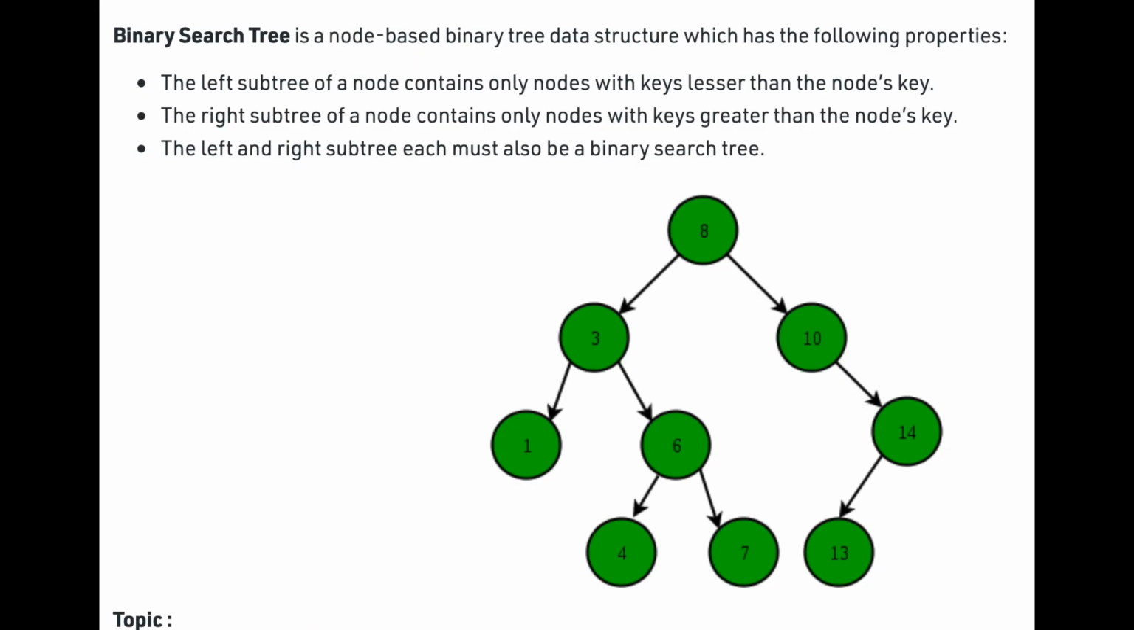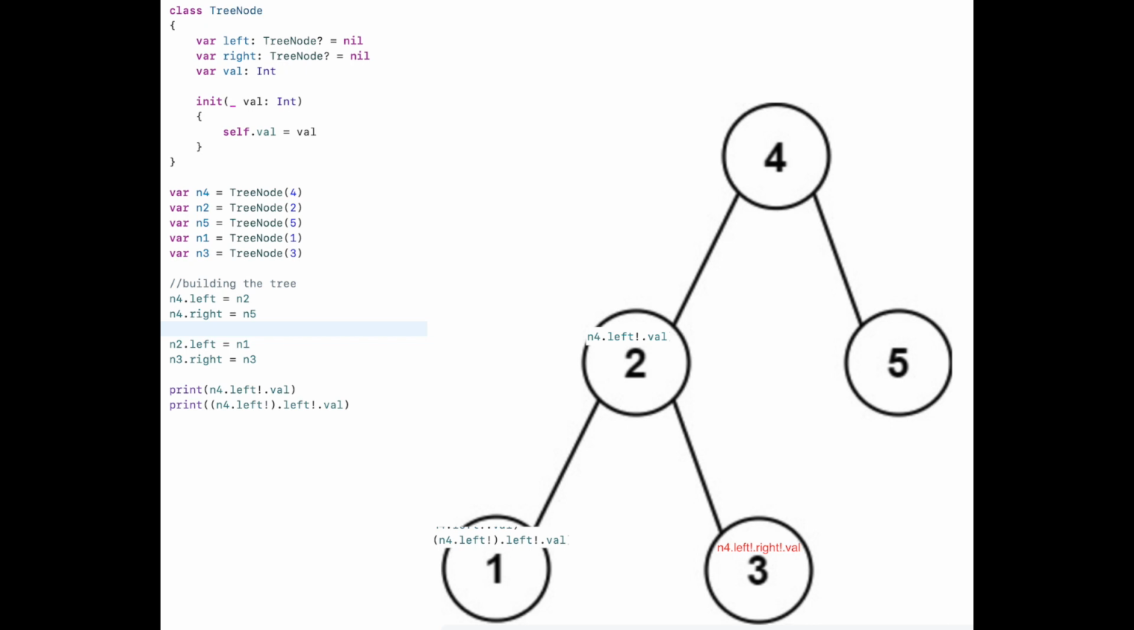You can read the definition here, but basically, a binary search tree is a data structure where the left node is always smaller and the right node is always bigger. That's about it. Now let's look at how we can construct a tree node in Swift.